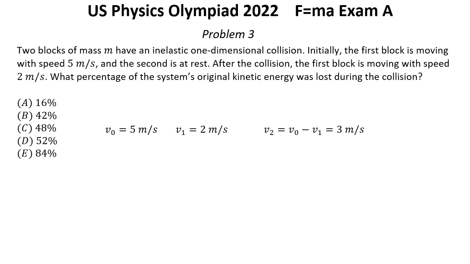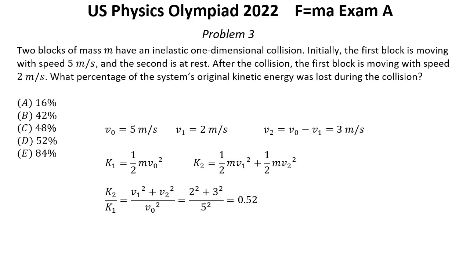Now let's calculate the kinetic energy before the collision and after the collision. That will be k1 and k2. Now let's find the relation between them. That will be k2 over k1, which is about 0.52. This is the energy that was saved, but we have to find the energy lost. That will be 1 minus 0.52, or 48%. This is answer C, and that was the solution for problem number 3.